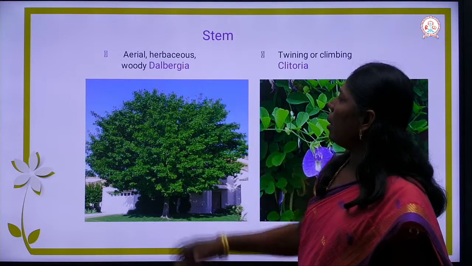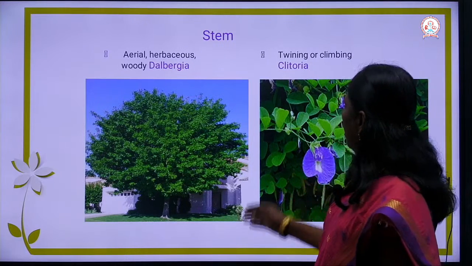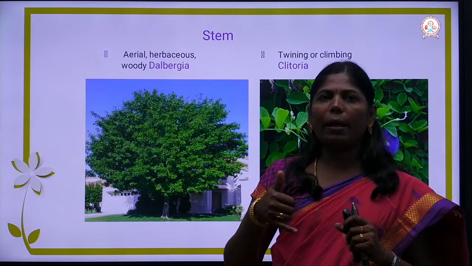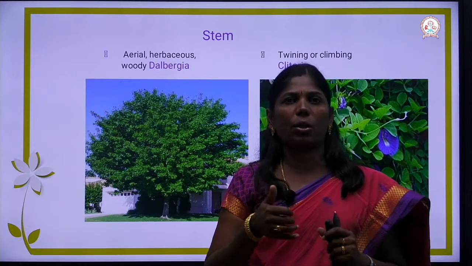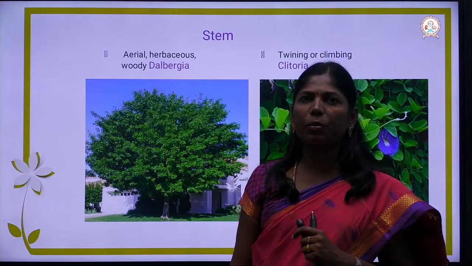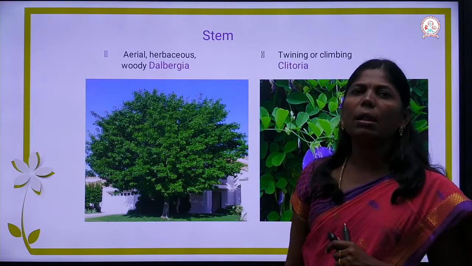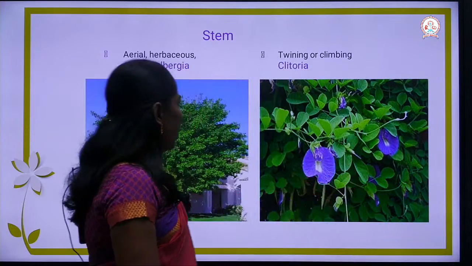That's aerial, herbaceous and woody. Example, Dalbergia. Another one is twining, that is climbing. It is not erect, it is aerial, above the ground level. Erect irukka mudiyadhu, so they climb the trees. That is an example of twining or climbing, Clitoria. Ternatea is the example for that. So that is a type of stem.